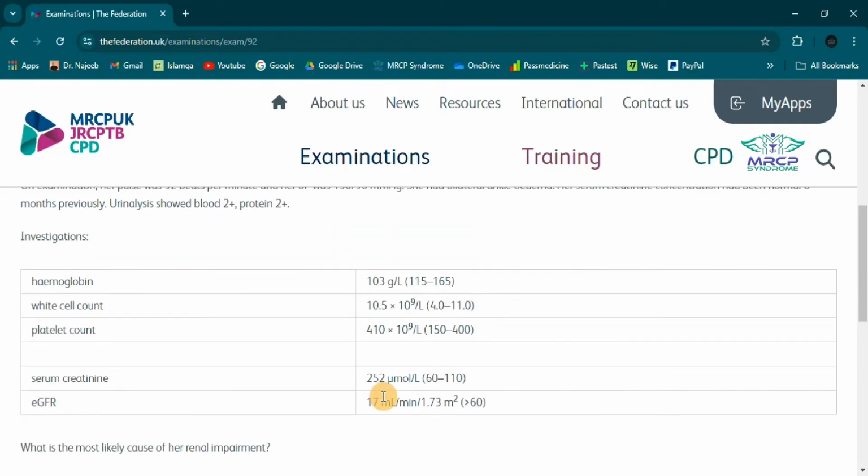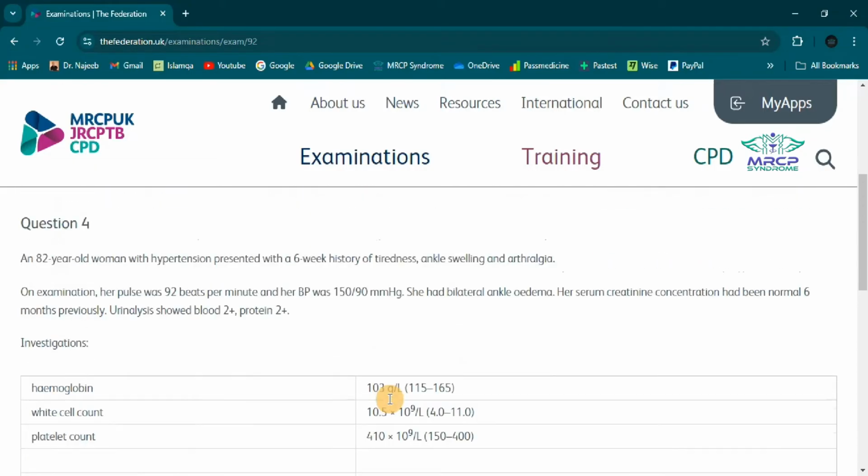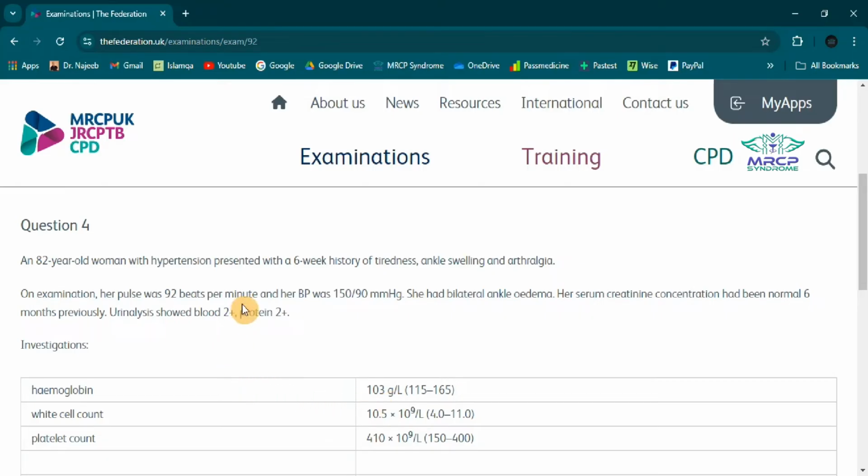So there is a very rapid reduction in the renal function, evidenced by a significant increase in serum creatinine and a severe reduction in the eGFR, which suggests either acute or rapidly progressive kidney injury. And the urine analysis shows the presence of both blood and protein in the urine, so it is pointing towards glomerular pathology. Significant proteinuria and hematuria indicate glomerular damage rather than a purely tubular issue.